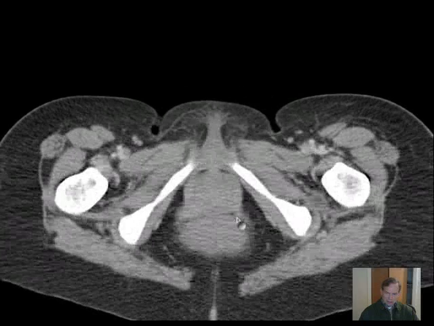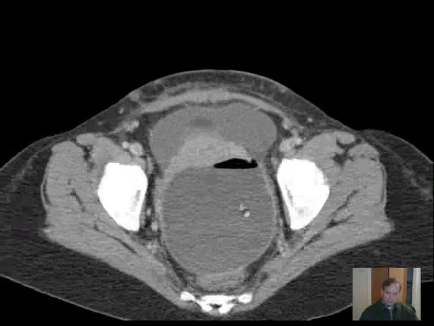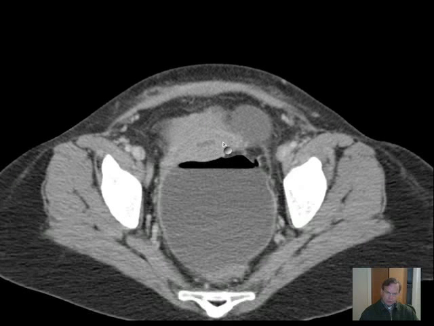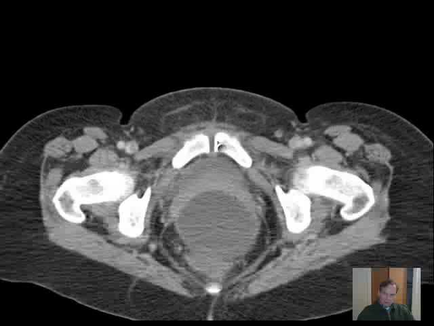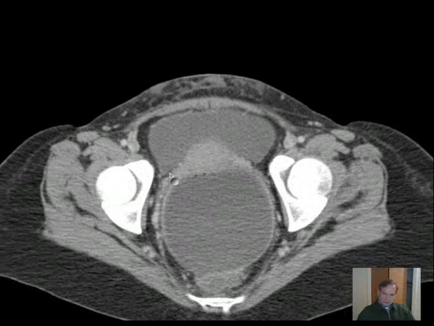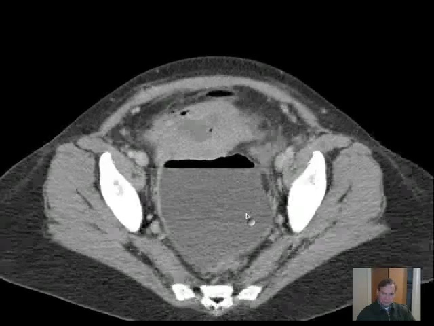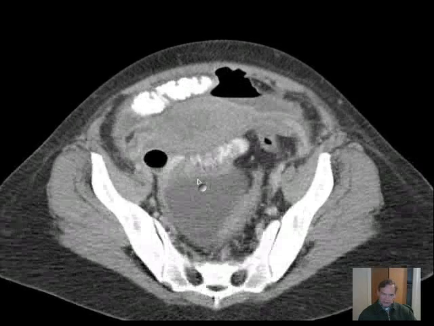and ventral to the rectum is a fluid collection that does not appear to be intraluminal. Here's the uterus, so the retrovesical, retrouterine pouch is clearly filled with a large amount of fluid and some air, and it appears that that's extraluminal.